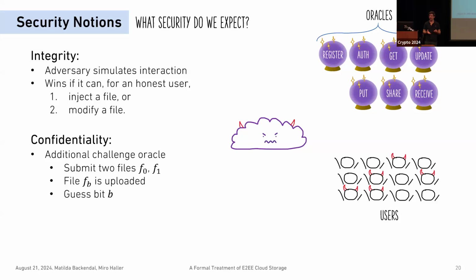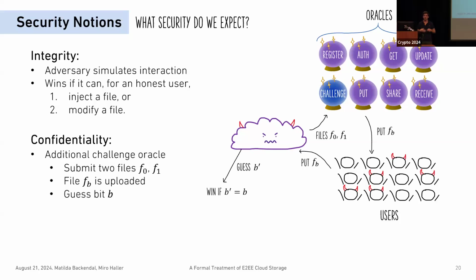For the confidentiality game, we give the adversary an additional oracle to which it can provide two files, F0 and F1, of the same length. And then the game will pick one of those files and upload it to the server. This is depending on the game bit B. And the task of the adversary is to guess which file was uploaded, and it wins if it guesses correctly. So this IND-CPA-like game might look a bit simple, but keep in mind that this is run while the adversary has access to all oracles, and so it can do any arbitrary interleavings with operations while doing these challenges.